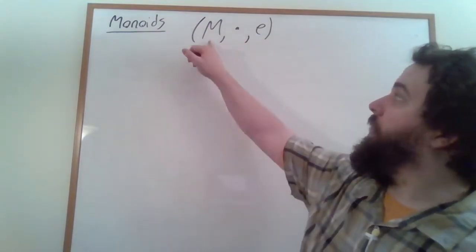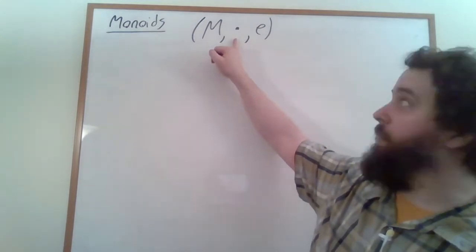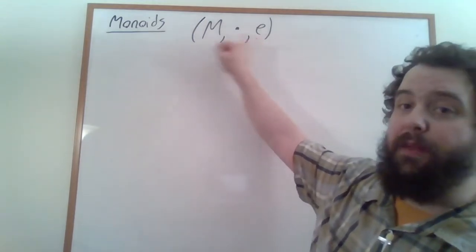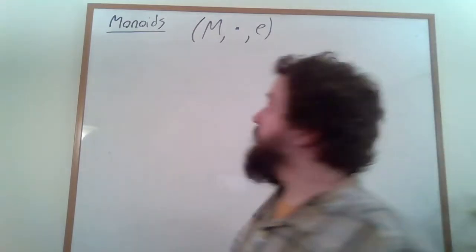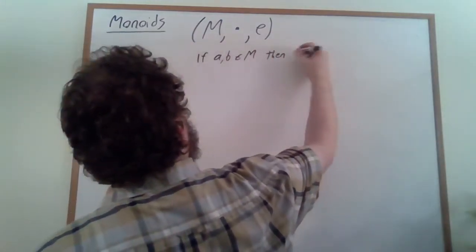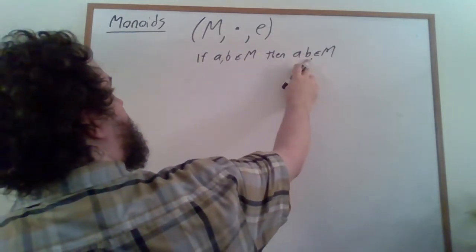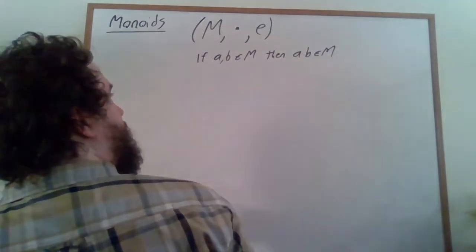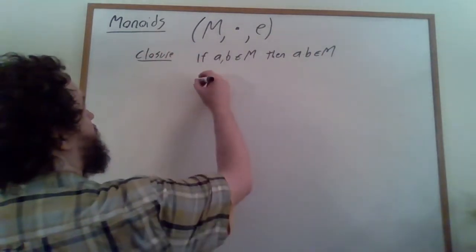We have our set of elements. We have a binary operation on that set of elements, and we have a constant element of that set of elements. And the rules that we're required to satisfy look like, if we have two elements of our structure, then their product is also an element of that structure. This is called closure.